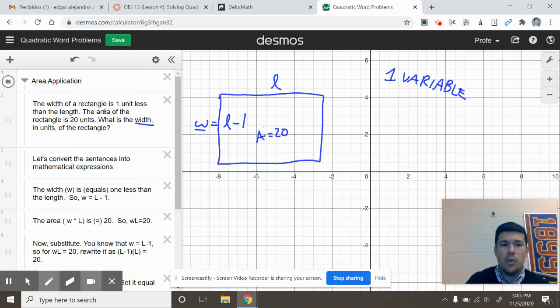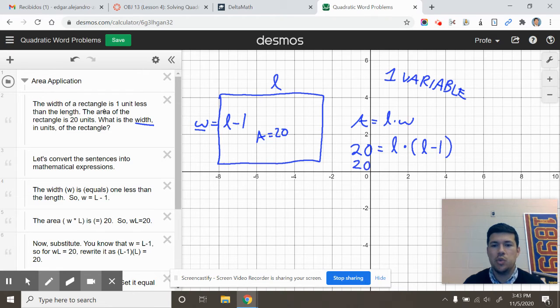Well, let's talk about what we can set up with this. If the area is 20, we know that area is equal to length times width. And we just established that we want only one variable, right? So the area we know is 20. Let's fill in what we know. The length is just the length, right? But the width is really expressed as L minus 1, right? So what you end up having is 20 equals, let's go ahead and distribute this L, we get L squared minus L.